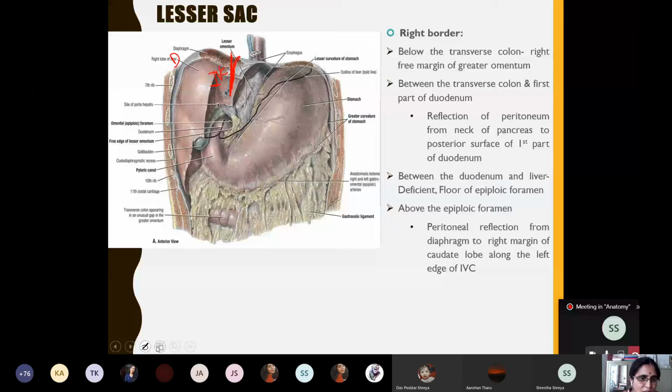Now, anybody, can you enumerate the structures forming the right border of the lesser sac? What is this? Blue arrow border. Right margin. Yes, right border of the lesser sac. Very good. Now, what are the structures forming the right border of the lesser sac? You can go either way, either ascending or descending. Your choice.